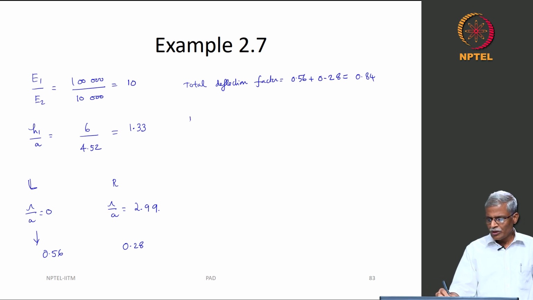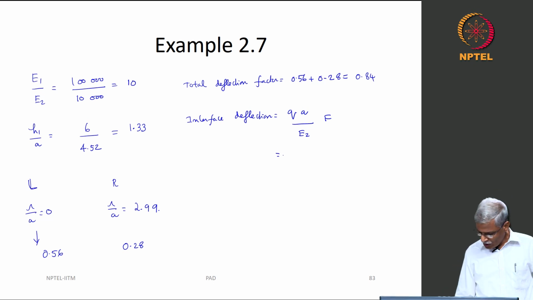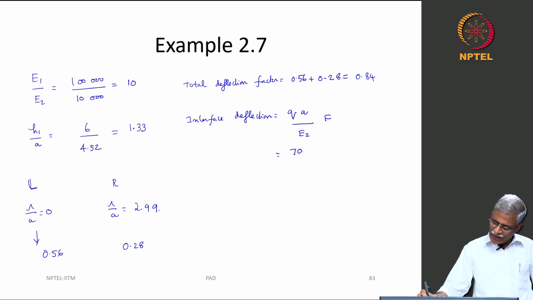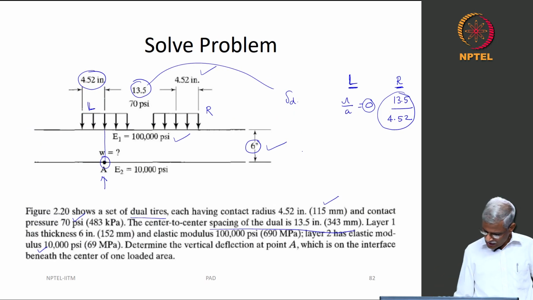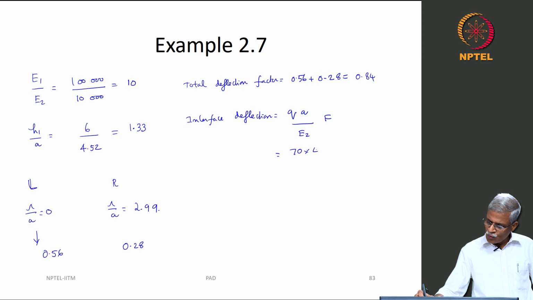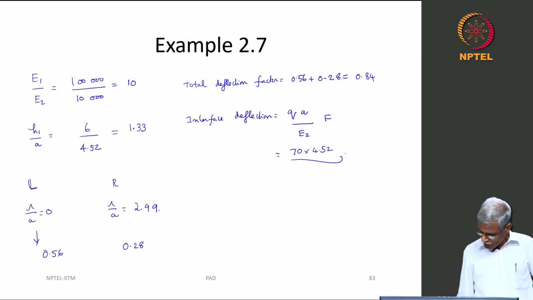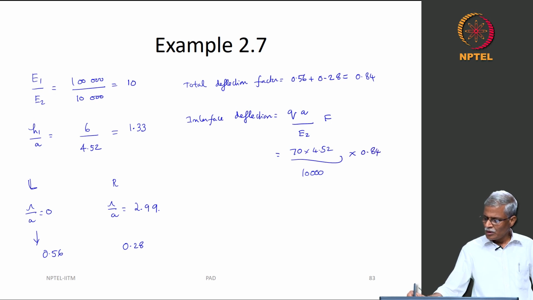So, now how much is the total interface deflection? It is Q times A by E2 times F. So, what is Q here? Q in your case is 70, and A is 4.52, and what is E2? E2 is 10,000 psi, times 0.84, and this is what you get.